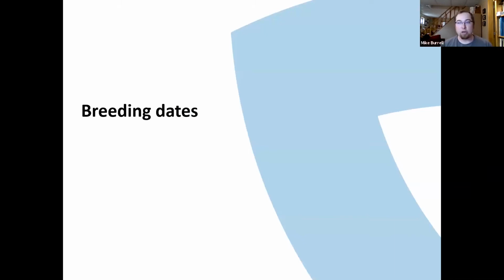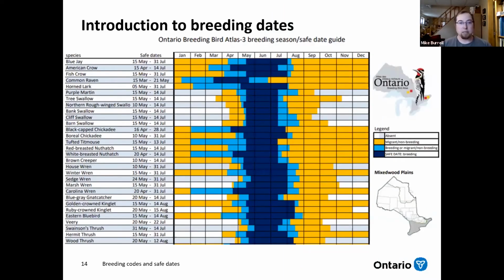Okay, so I'm going to shift gears a little bit and we're going to start talking about breeding dates and why these are important. So the breeding dates, Mike showed this in his introduction slides. The breeding dates are out there. We have these breeding calendars that show basically when a species is around in different parts of the province, as well as when it's likely to be breeding, what the migration season is, and what the safe dates are. So don't worry too much about that stuff right now. Just know that these exist, and I'm going to tell you more about what they mean and how to interpret them.